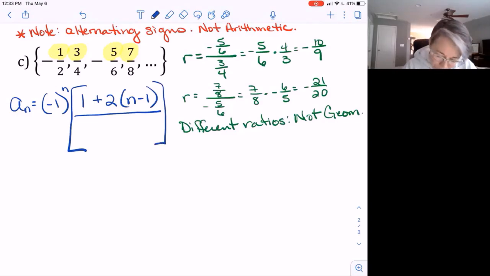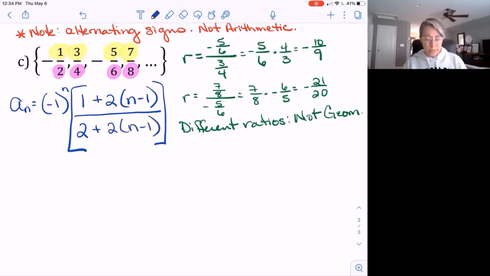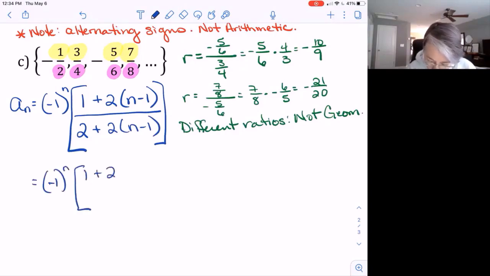Now let's take a look at the bottom. 2, 4, 6, 8. Again, it's increasing by 2 every single time, we add 2, add 2, add 2. So the bottom is also arithmetic. It just starts with a different number. So the bottom starts with 2. It is still increasing by 2 every time. That's our common difference times n minus 1. So now we can actually simplify what's inside the brackets. We still have -1 to the n on the outside. We get 1. Distribute the 2, we get 2n minus 2 on top, and then 2 plus 2n minus 2 in the denominator.